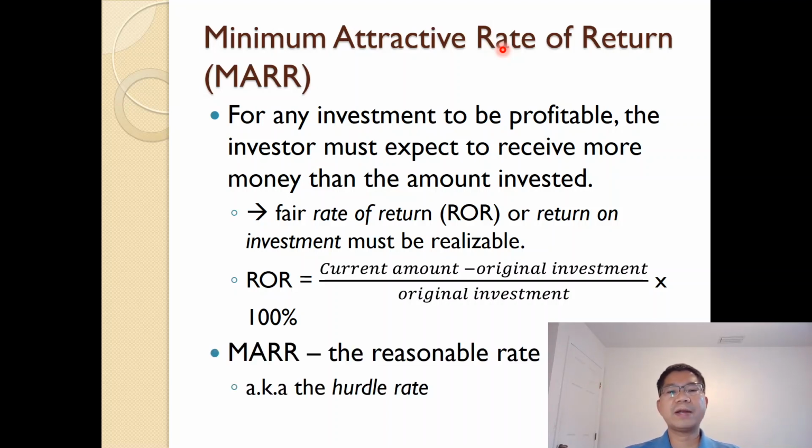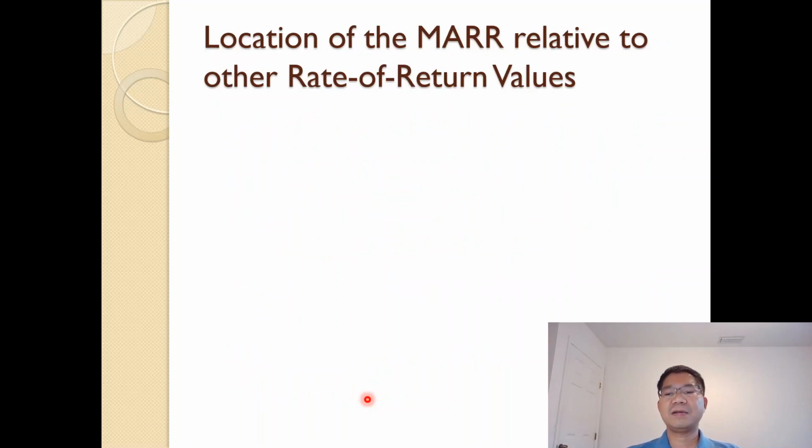But what are the terms that people use for the MAR? Like I said, MAR stands for minimum attractive rate of return or minimum acceptable rate of return, or you can consider it the reasonable rate, and in that case it is also known as the hurdle rate. So any alternative has to be above that hurdle to be considered financially viable. So with that, let me explain more about MAR in the next slide.